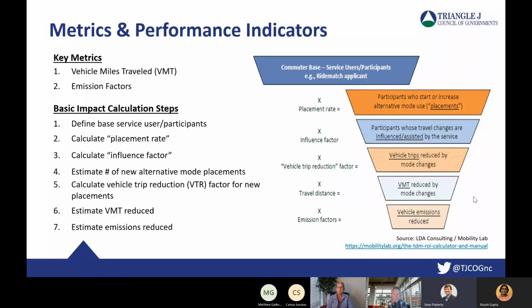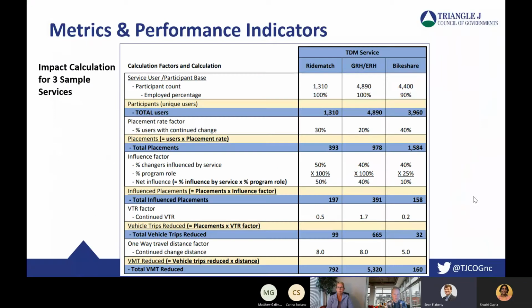So if you're biking to work instead of driving alone, how many trips are saved per day? And then you multiply that by your travel distance, and that gets your VMT reduced by the mode change. And from that, you get emission factors. Again, I know that's very high level, which is why we wanted to put this example slide together.